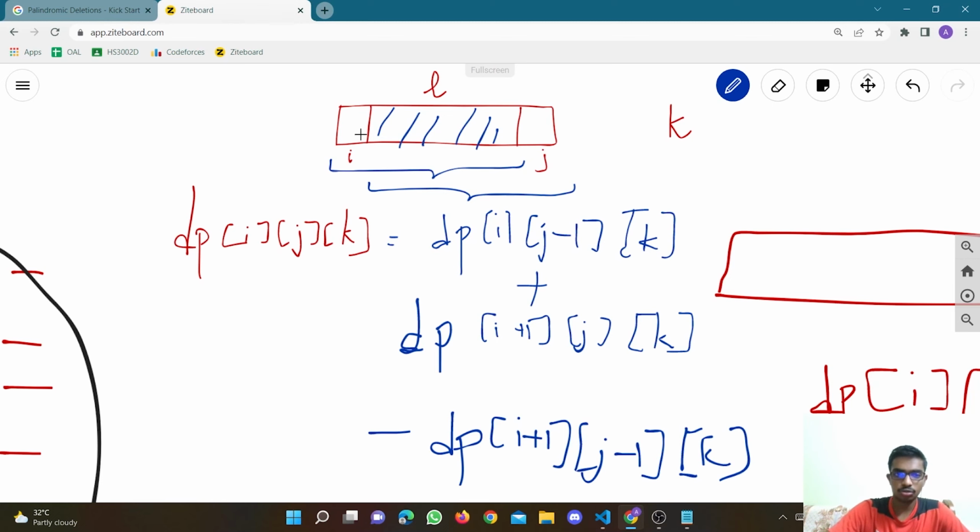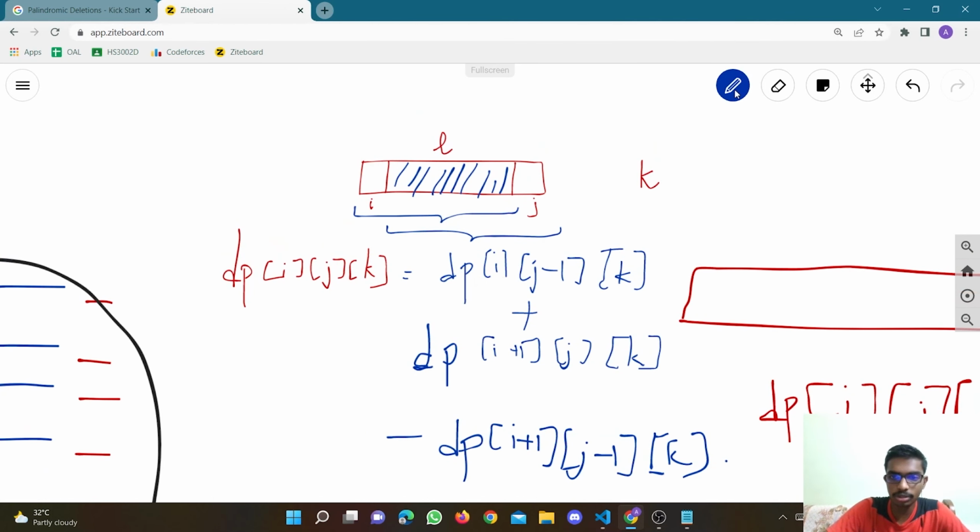right? So I'm counting all palindromic subsequences that may or may not have the first character, adding those that may or may not have the last character. Because I'm double counting the palindromic subsequences that might occur in the shaded region, I'm subtracting it once. Now, what is missing in this? If this character comes, it will get counted in this. If this character comes, it will get counted in this. But what if both characters come?